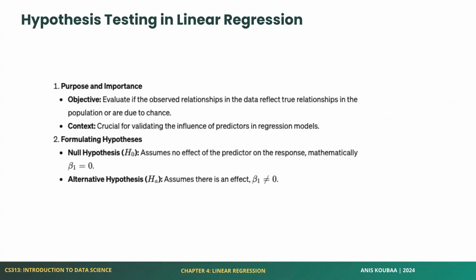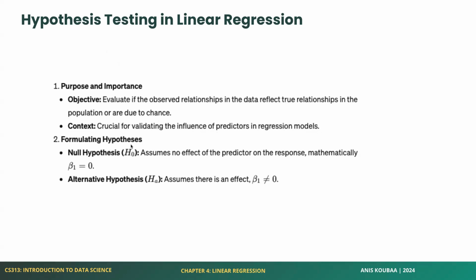Okay, so in regression analysis, we use the concept of hypothesis testing. Hypothesis testing is one of the theories in place to verify whether a particular assumption is correct or not. The objective is to evaluate if the observed relationship in the data reflects a true relationship or is just due to chance. And there are some tools that help to validate this hypothesis testing, and this is crucial for validating the influence of the predictor in a regression model.